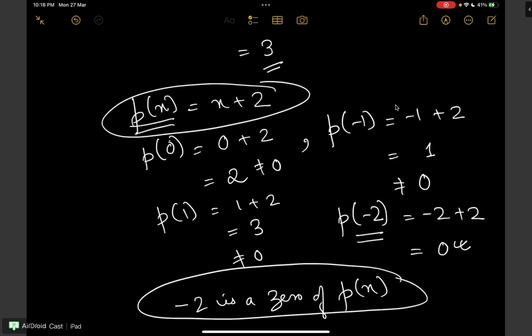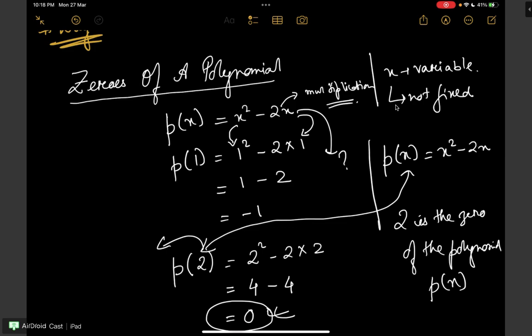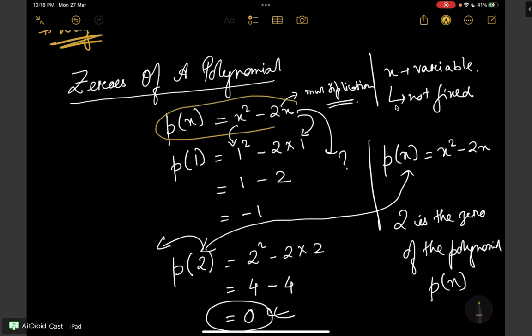Now, one more question arises: in a polynomial, is there only one zero? No. Sometimes there may be more than one zero in a polynomial. For example, in this polynomial, let's say P(x) equals x square minus 2x. If I put x equals 0, what do we get here? 0 square minus 2 into 0. That means 0 minus 2 into 0 is how much? 0.